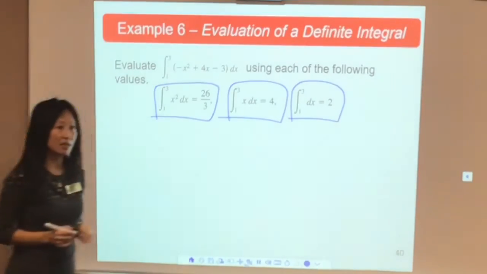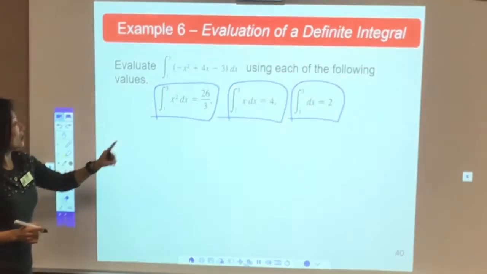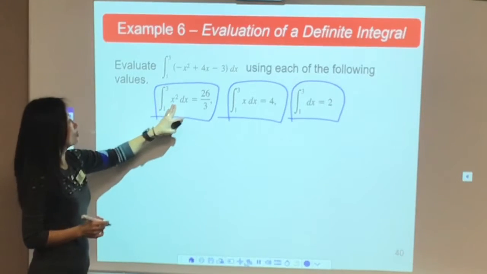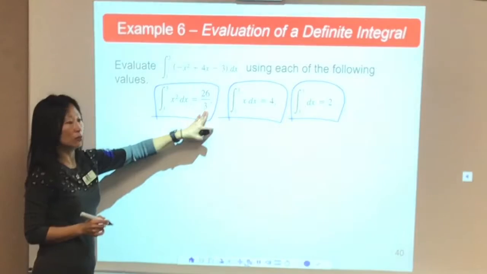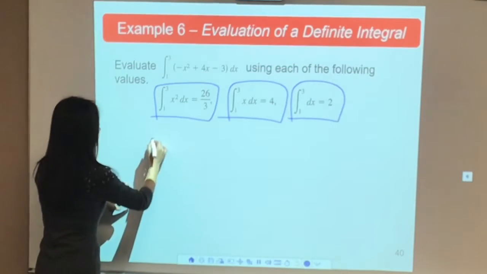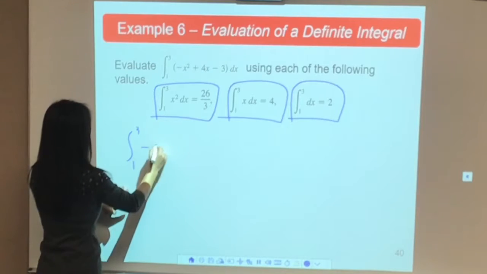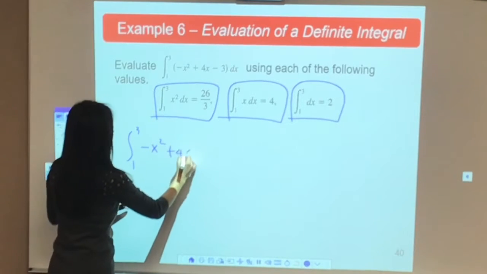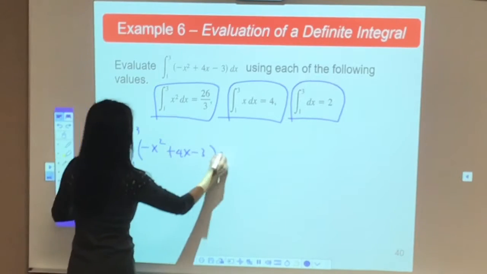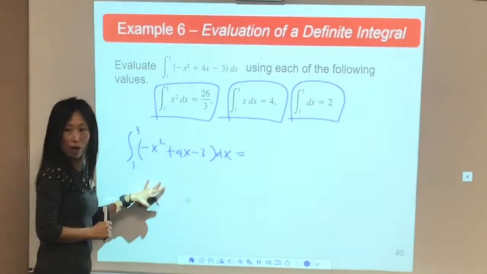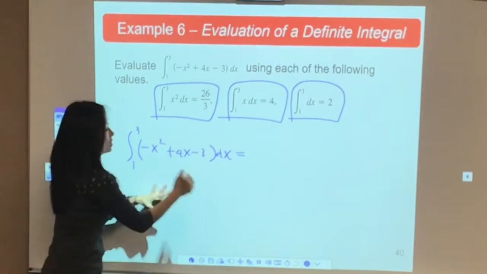All right, are you with me, class? They gave you that information. So they told you the integral from 1 to 3 of x squared is equal to what? 26 over 3. So I'm going to break this into what? This is a problem I need to figure out. So I will make this into 3 integral problems. Are you with me? There are 3 terms.